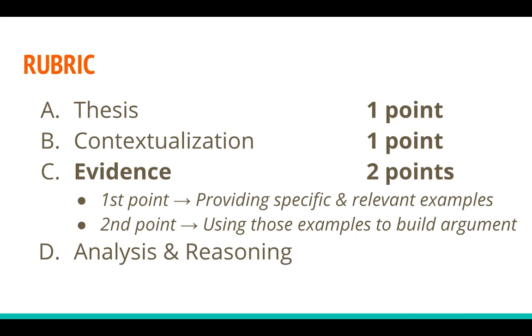The second point is for using those examples to help build an argument. So if your thesis statement is not great and you have totally missed the topic of the prompt or how to answer the prompt, you can still get this first point by giving specific and relevant examples. However, you can't get the second point unless you're using them to build an argument that relates to your thesis. So that's going to kind of pair with your reasoning. So make sure you don't ignore that part of it. So make sure your evidence is helping to build your argument throughout.